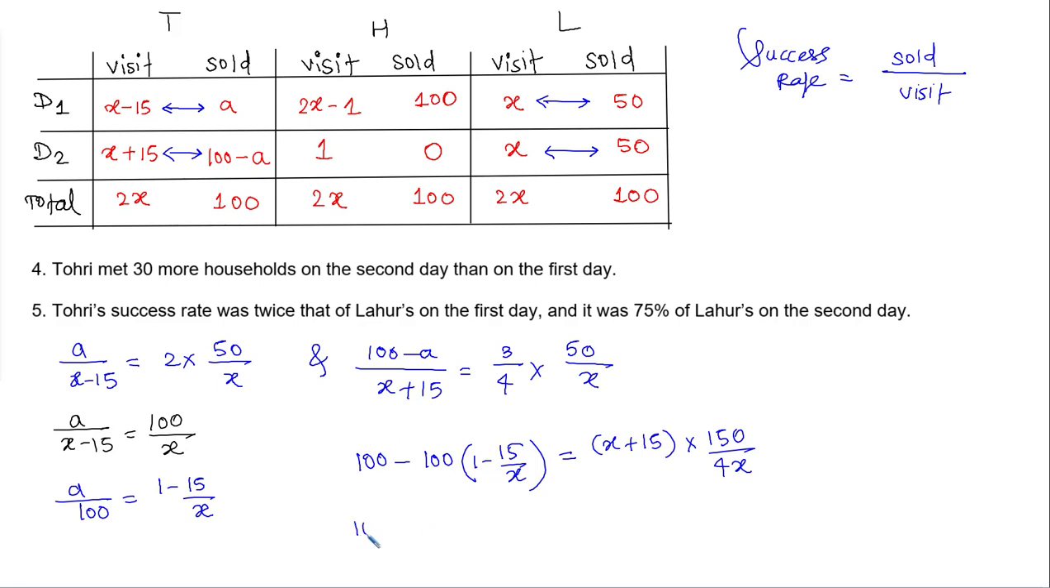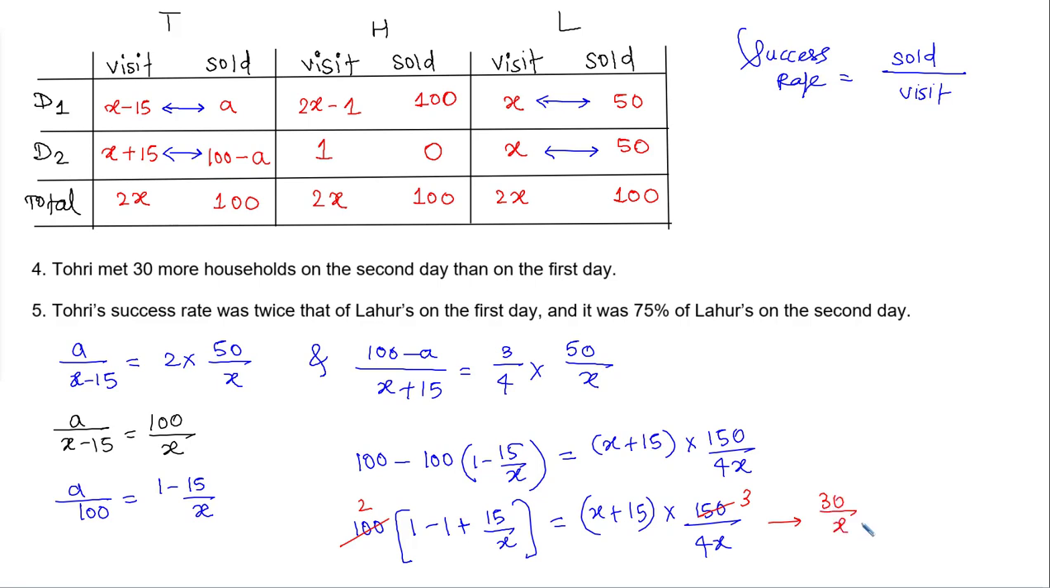If you take 100 common over here, what are we left with? 1 minus 1 plus 15 divided by x is equal to x plus 15 into 150 divided by 4x. So over here, this is going to be 5 twos and 5 threes. This 1 and 1 will become 0. So this equation becomes 30 divided by x is equal to 3 into x plus 15 divided by 4 into x.